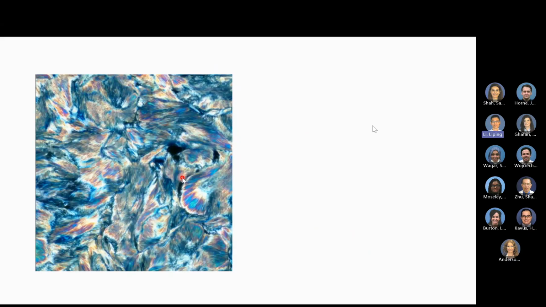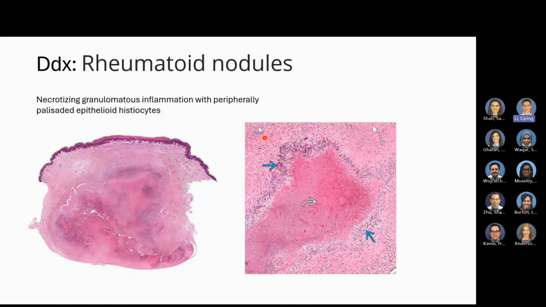And then this is the polarization. One important thing is that if the clinician thinks of gout, when they get this kind of specimen, they will also put some in alcohol fixative so we can polarize. If we use formalin fixation, we could not see this polarization. And then one differential diagnosis is a rheumatoid nodule.